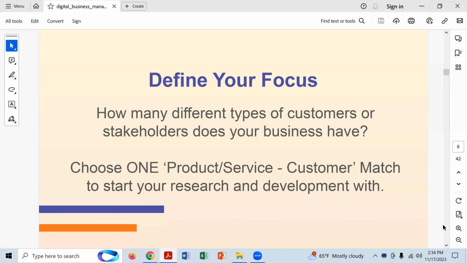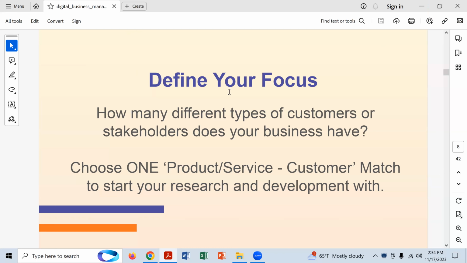Because some products have more than one client, for instance, a not-for-profit has the services that they want to serve to the public, whoever their public is. And they also have funders that they want to appeal to so that they receive grants. So those are two different ideal customers. So you want to pick a good match of one product and the ideal client for that product.